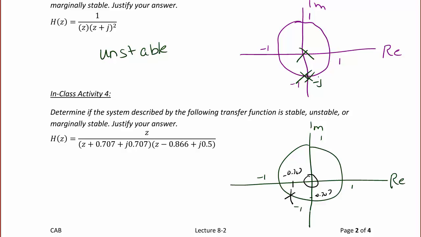So that puts one pole here on the unit circle. And over here, we're going to have a pole at 0.866 minus j 0.5, which is going to put a pole here on the unit circle. So we have two poles on the unit circle, but it's not a multiplicity greater than 1. So here we say that this system is marginally stable.